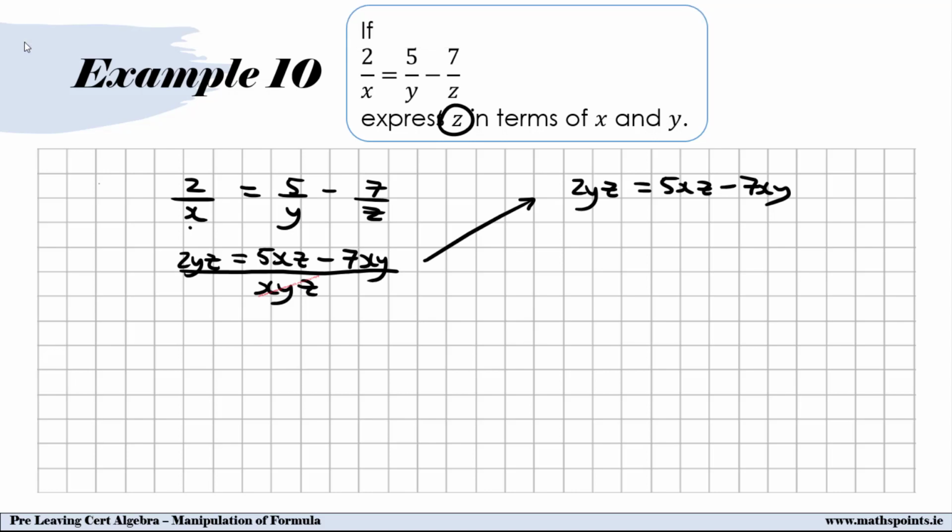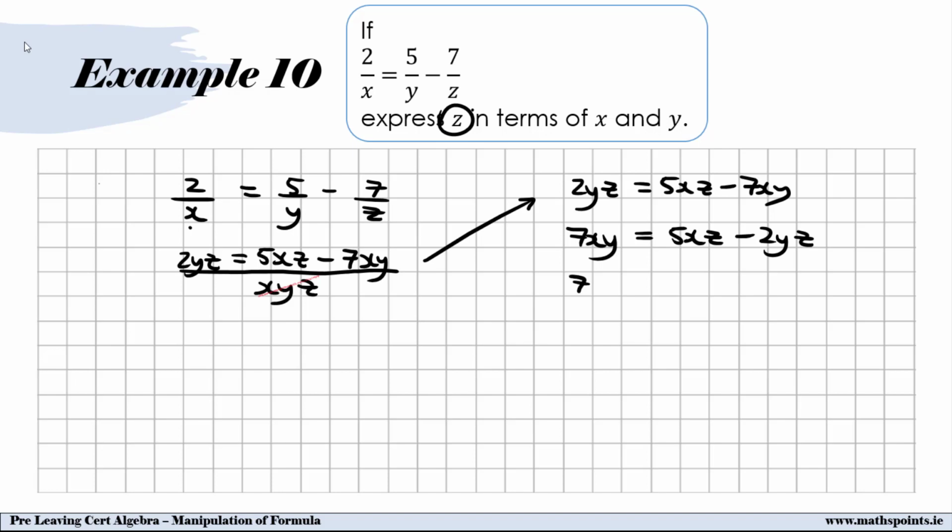So to get rid of a minus 7xy from the right hand side, I'm going to add a 7xy to both sides. And then that's going to be equal to 5xz, which is already on the right hand side. And then to get rid of a plus 2yz from the left hand side, I'm going to minus a 2yz from both sides. So I have the z's on one side, the right hand side, and I have other terms on the left hand side.